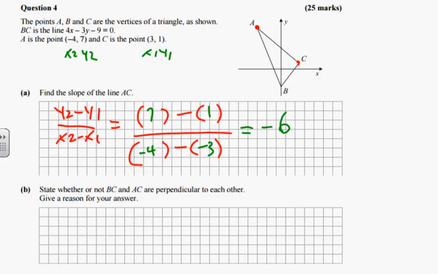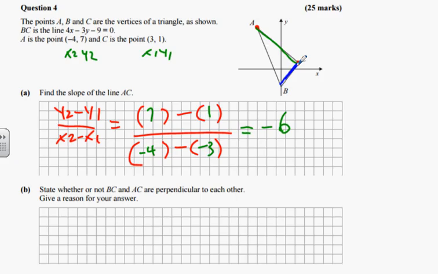Now, state whether or not BC and AC are perpendicular to each other. Lads, what's the test for perpendicular lines? Once again, not in your notes. Slope. If you multiply both slopes by each other, they have to equal minus 1. I know the slope of AC, which I'm going to colour in green. I need to know the slope of BC. How do I get the slope of BC?